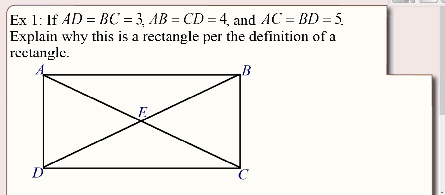So for this example, we're going to look and see why this is a rectangle. So first, AD is 3. BC is 3. AB is 4. And CD is 4. Also, AC, the diagonal, is 5. And BD, the other diagonal, is 5.